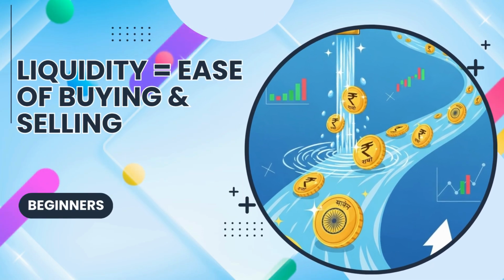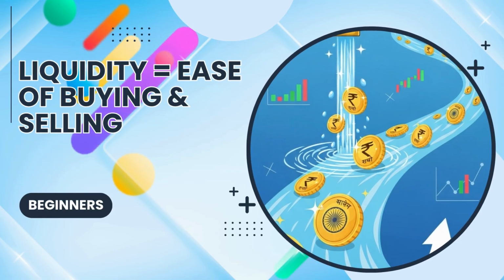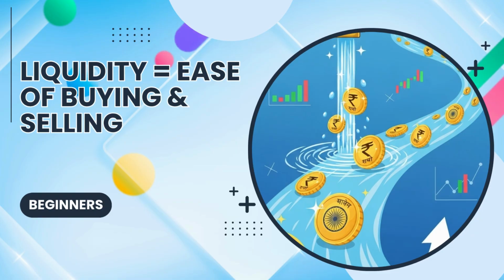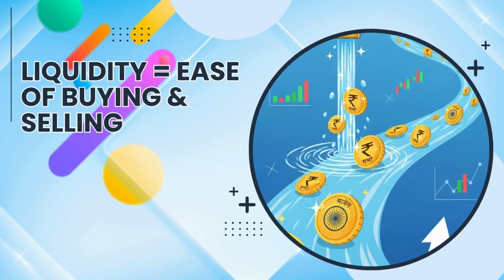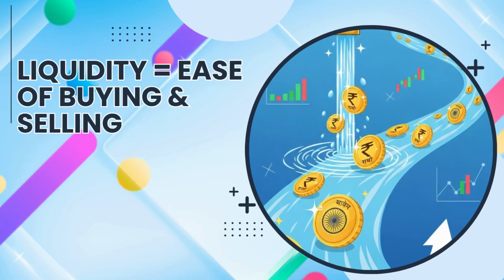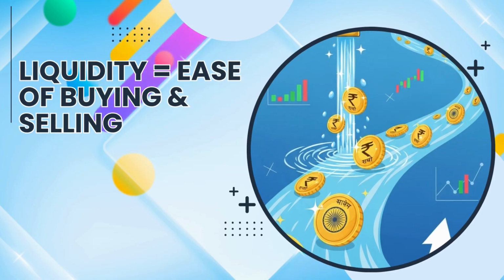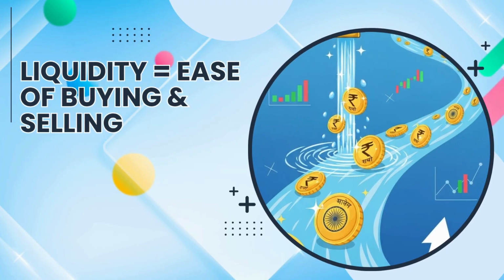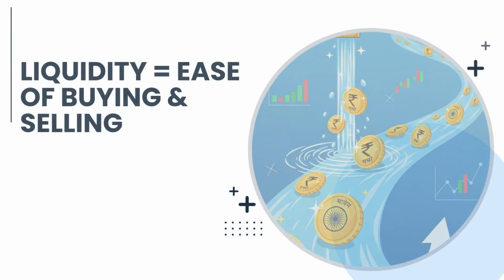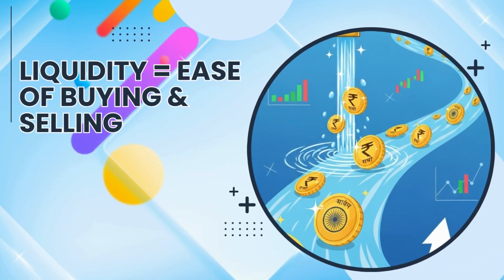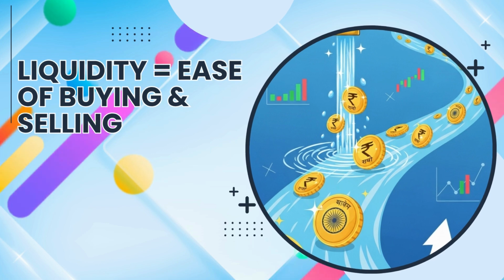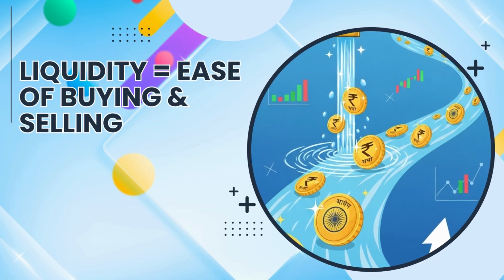Liquidity simply means how easily you can buy or sell a stock without changing its price. Highly traded stocks like Reliance or ICICI Bank have high liquidity. You can sell instantly at fair value. Smaller, less known stocks may have low liquidity, meaning you might wait longer to find a buyer. Liquidity is crucial for both traders and investors. It ensures that your money is never stuck when you need it most.